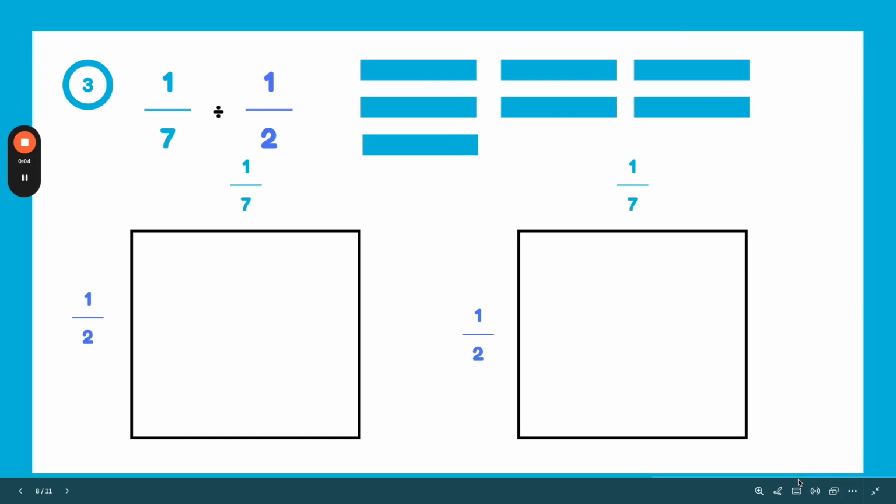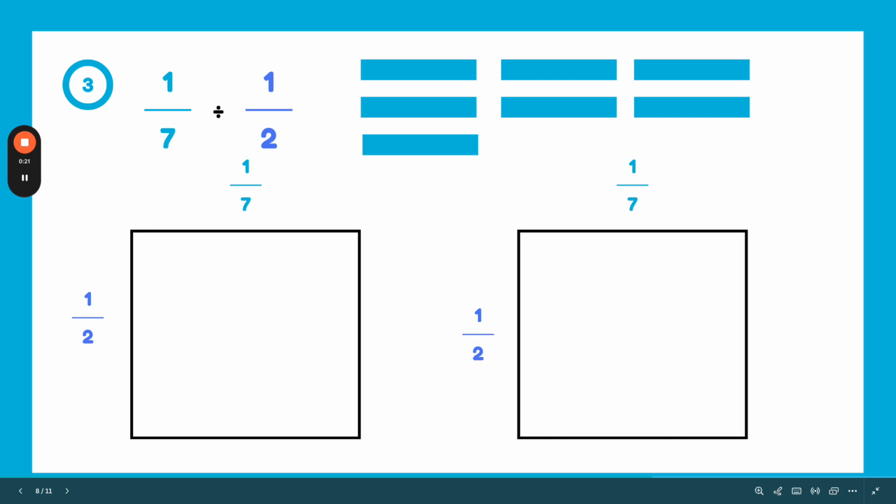Welcome back to the second part of our topic of multiplication and division of fractions. Now that we have covered multiplication, we'll be looking at division of fractions, but from a visual lens to build a deeper understanding.